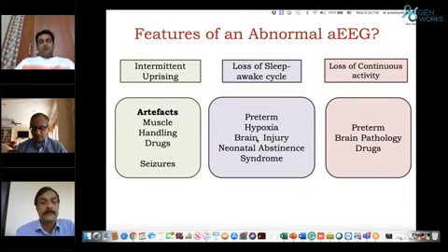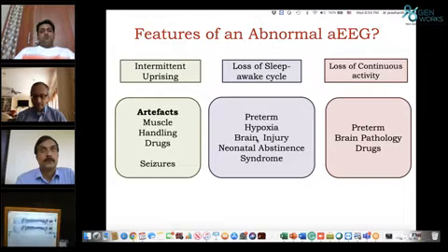And again, it attributes to our brain pathology, where we see white matter changes or any cortical changes, the continuous electrical activity will be reduced. And medications such as morphine, fentanyl, phenytoin, phenobarbital, all of these contribute to loss of continuous activity.